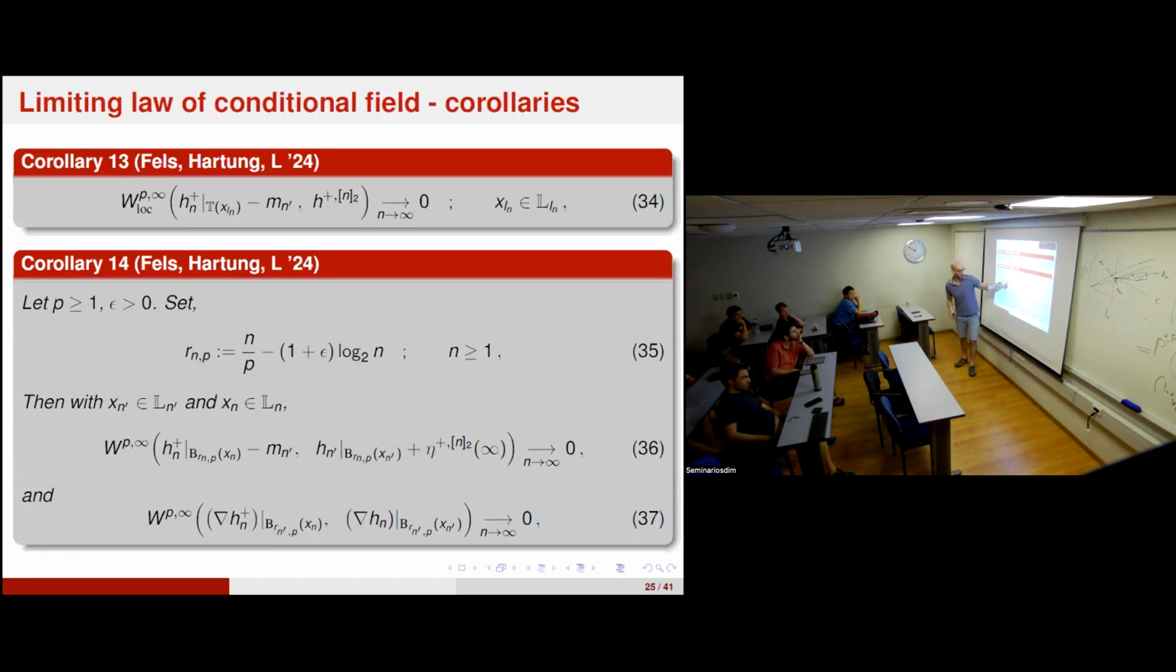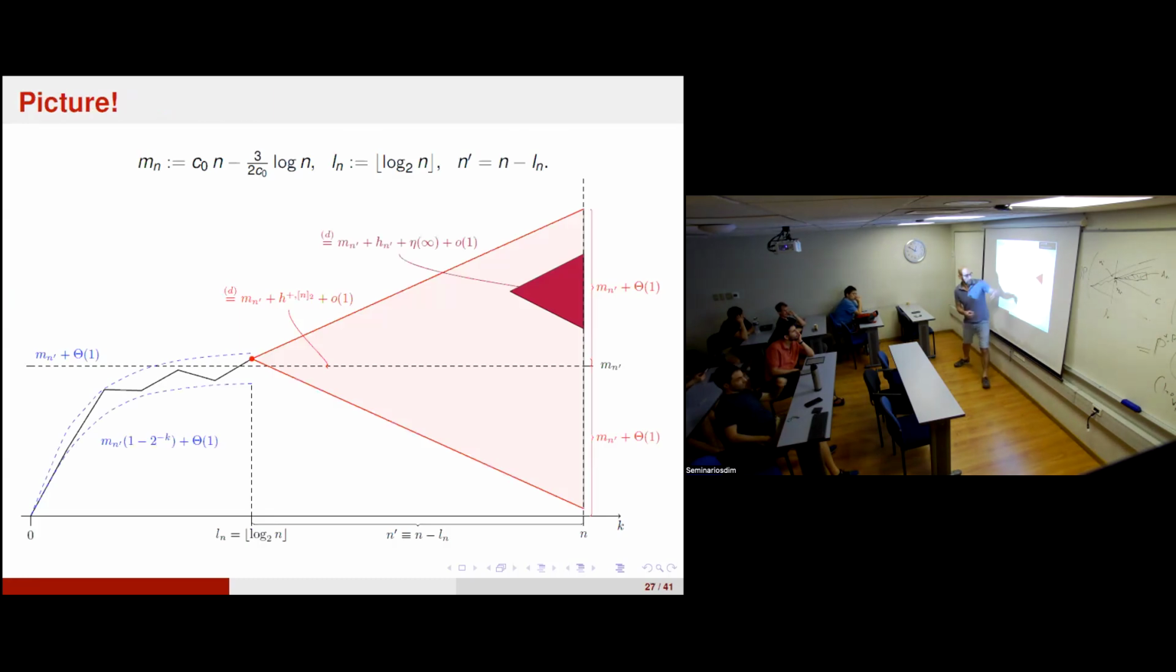Some radius here that depends on the p-th order of your Wasserstein metric. So the more you require, the smaller the diameter of the region that you're looking at becomes. But it's still linear. So if you look at the piece of your branching random walk conditioned to be positive, what you get is m_n prime. It's shifted by m_n prime.